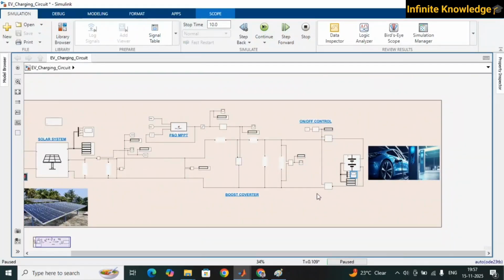So this is a very basic simulation. If you want this simulation, I can share it with you.